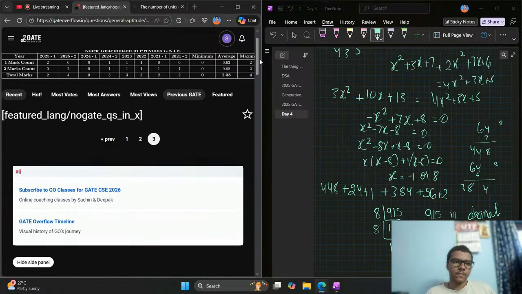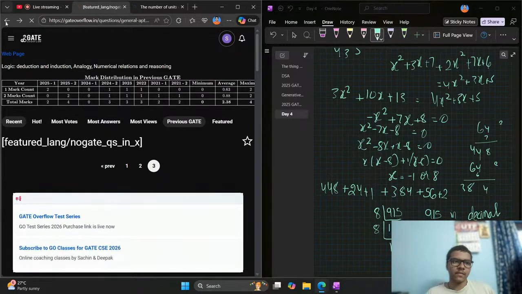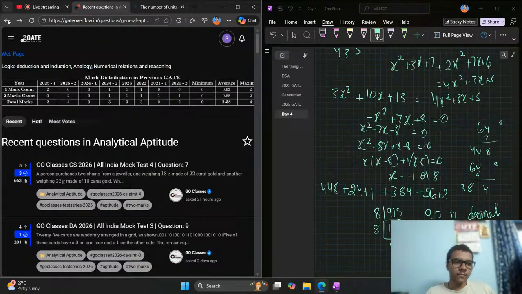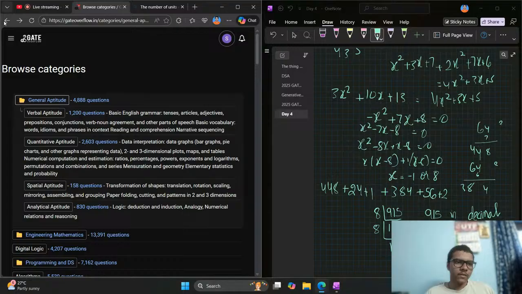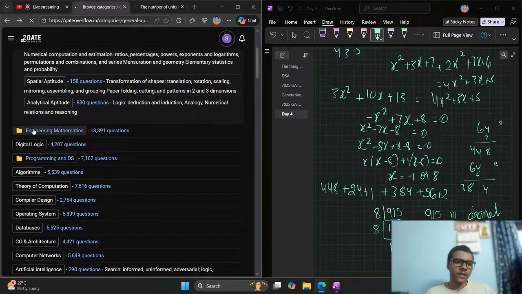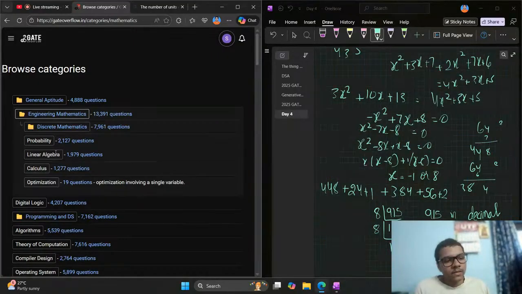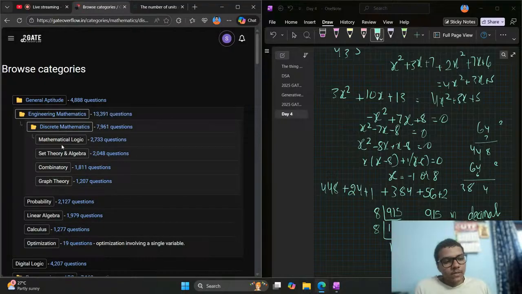Okay. Yes, that's it. Those are all the questions of this type, and we have solved verbal, quantitative, spatial, and analytical. We have done all the previous year problems, and aptitudes are right for us. So now we need these only: linear algebra, calculus, probability, discrete maths, and optimization.